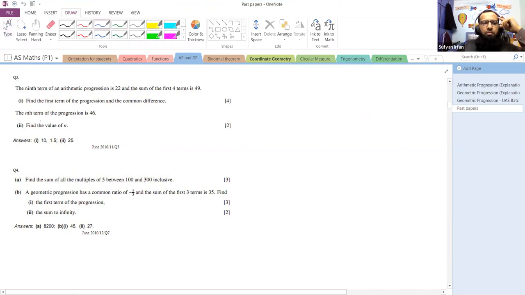The ninth term of an arithmetic progression is 22, and the sum of the first four terms is 49. Now we can see in this question that the examiner is talking about AP. The ninth term is 22. The sum of four terms is 49, right? Find the first term and the common difference. Ninth term is 22. This means A plus 8D equals 22. The sum of four terms is 49, and we should know the sum formula, which is N upon 2, 2A plus N minus 1 D, where N is 4, D is not known, equals 49.